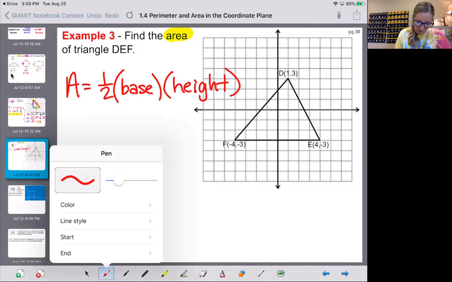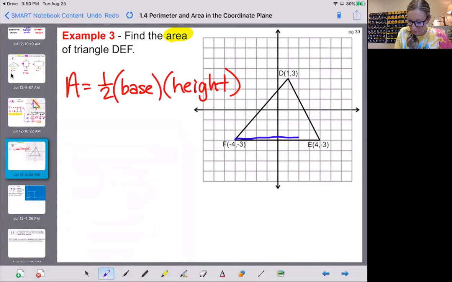All right, so if we look in our shape, the base is right here. And we just need to know how long that base is. And thankfully, we don't have to do the distance formula. We can just count 1, 2, 3, 4, 5, 6, 7, 8 units long. So it is 1/2 times 8.